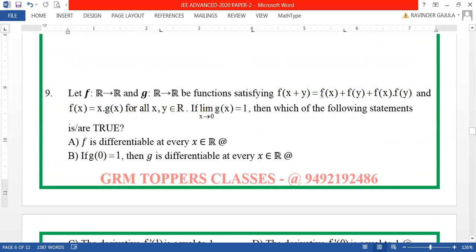f of x plus y equals f of x plus f of y plus f of x into f of y. Then replacing y by h, you will get f of x plus h minus f of x as f of h plus f of x into f of h.